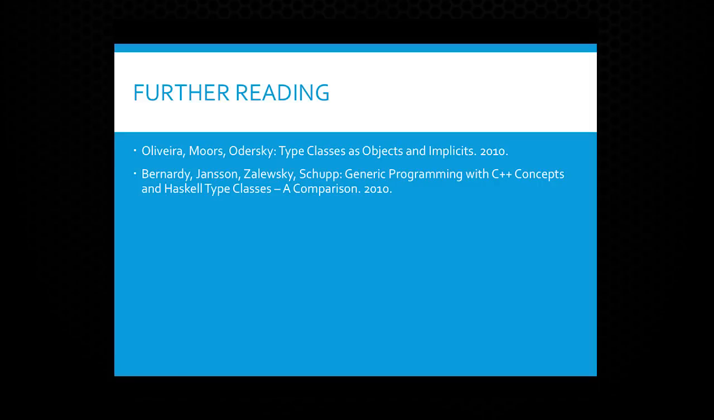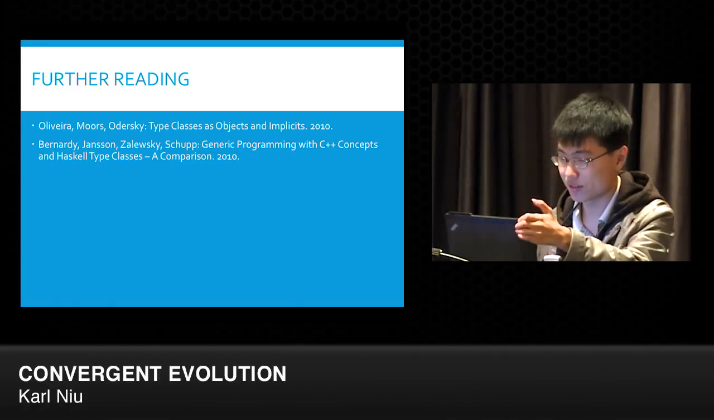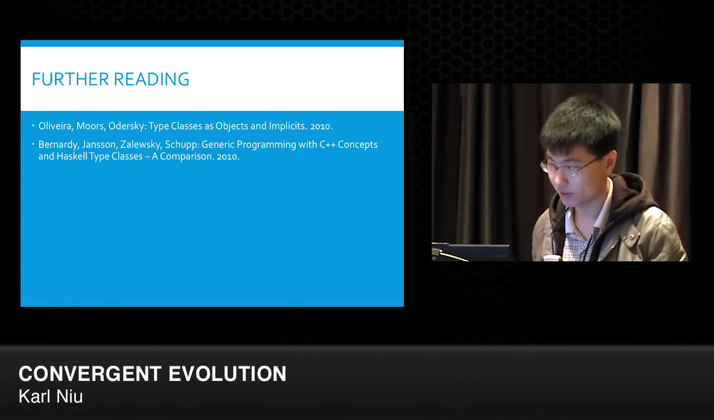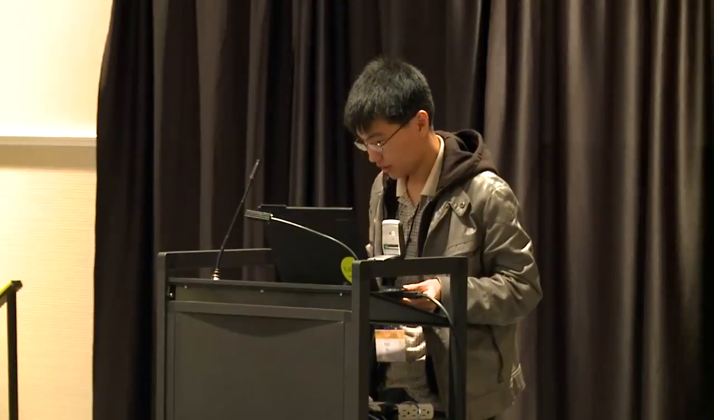It's good to know. So yeah, further reading, if you've got time: Type Classes as Objects and Implicits. It's a very good paper by Martin Odersky. Of course, like I said, there's already a paper comparing Haskell type classes and generic programming in C++ with concepts. And that's it. That's my talk.